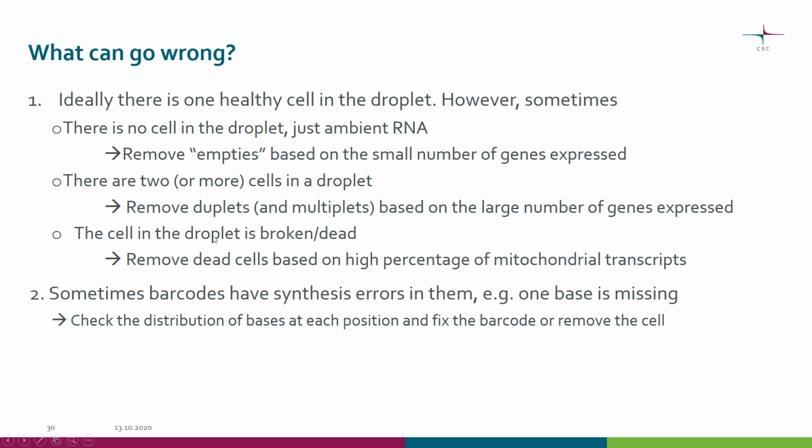Finally, it can happen that the cell that landed in the droplet is broken or even dead. The way to detect this is that we check the percentage of mitochondrial transcripts. If it's high, it is very likely that the cell was not happy. So if the cell is broken, the normal RNA can be degraded, but the mitochondria resist better, so the mitochondrial transcripts survive, and hence we see a high percentage of those in our transcripts.